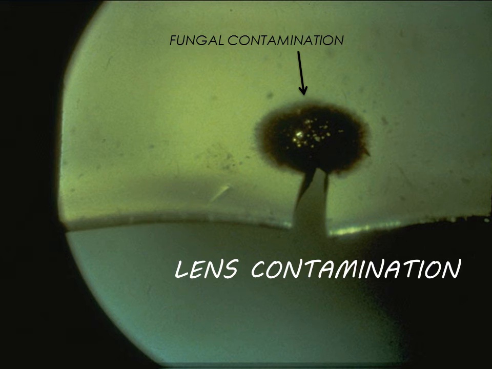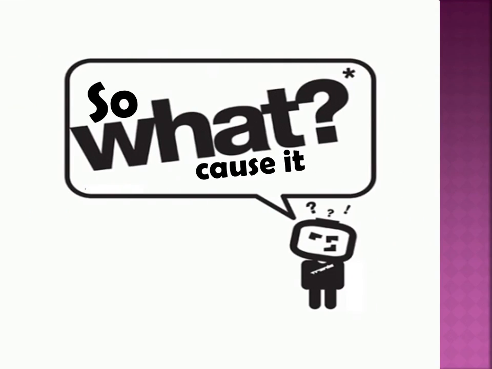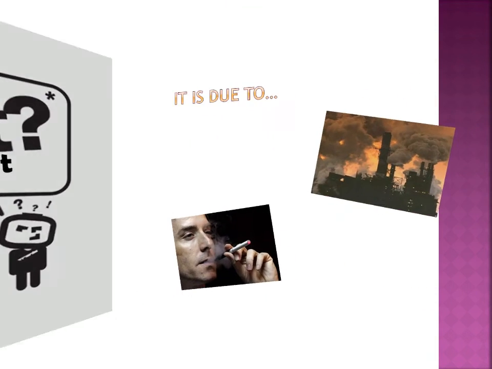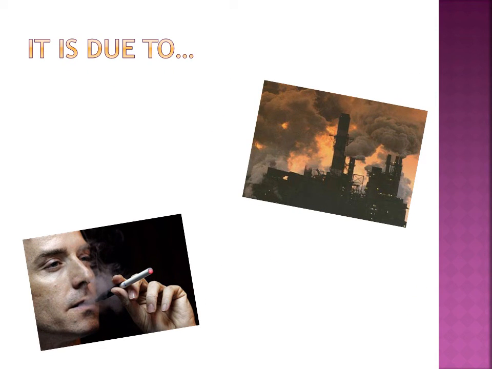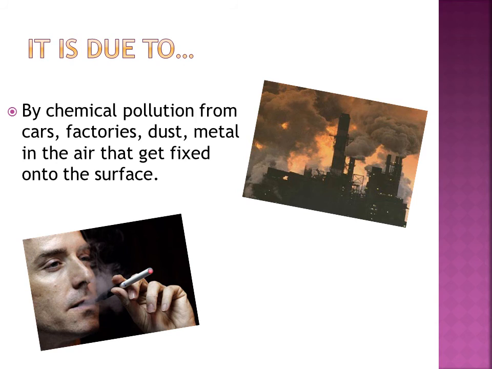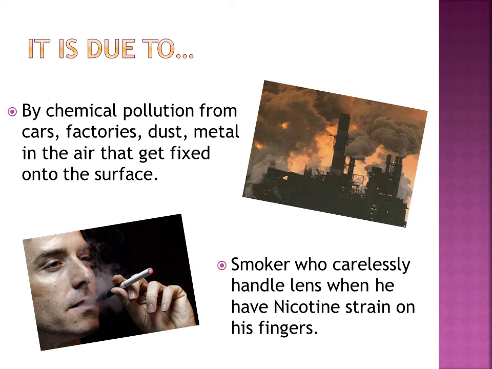Now I'll be talking about lens contamination, which will be the last topic of the slides. What caused it? This is due to chemical pollution from cars, factories, dust, metal in the air that get fixed onto the surface, and smokers who carelessly handle the lens when he has nicotine stain on his fingers.